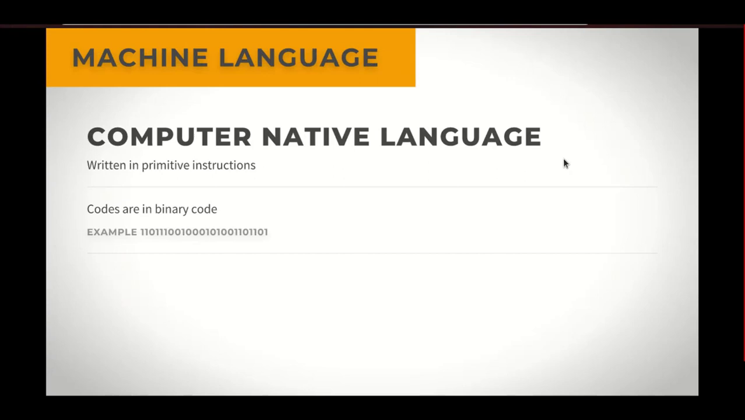So this machine language is a primitive language. It's called the computer's native language, meaning machine language is the kind of language the computer understands directly. It is represented as zeros and ones, or as binary code. As we said before, what our computer understands is zeros and ones, right? So machine language instructions are given in zeros and ones.